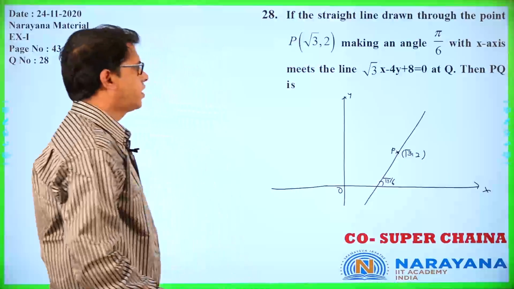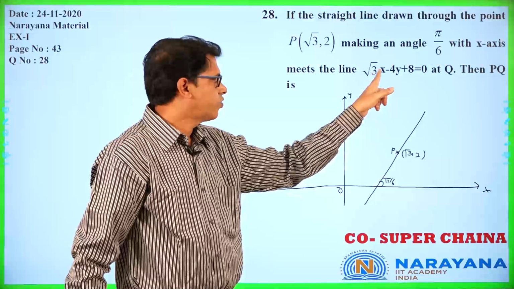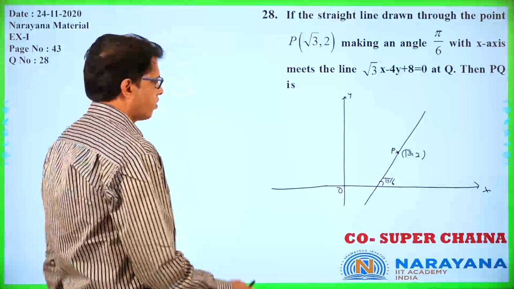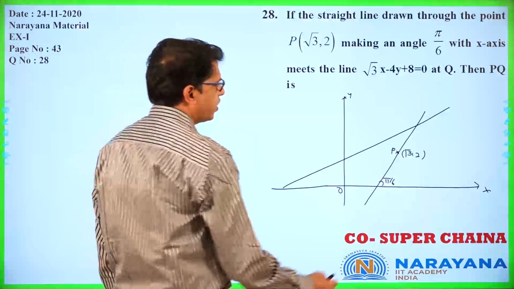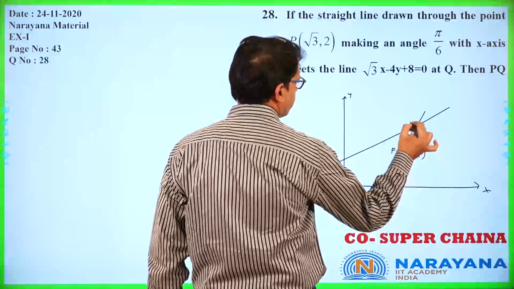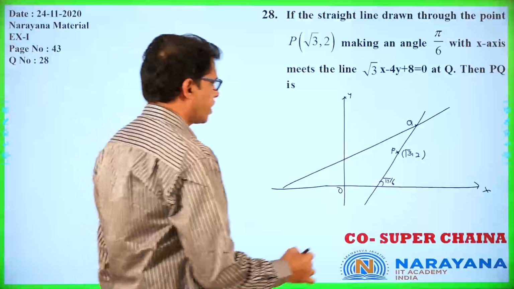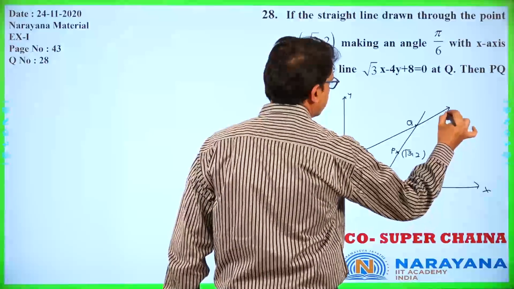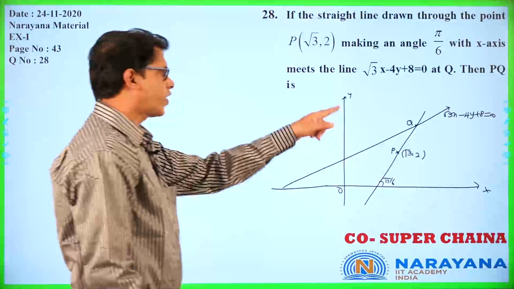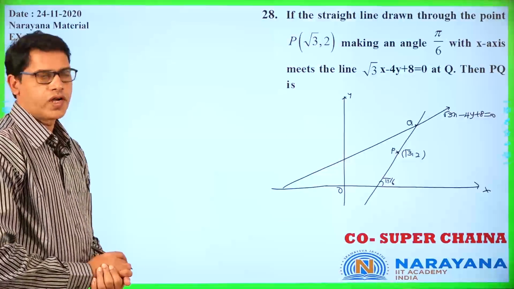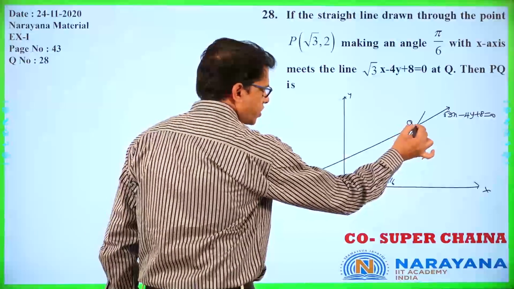Now, what else? It is intersecting another line. You observe here the x intercept is negative and the y intercept is positive, so the line will be like this, the second line. This point is given as Q. The equation of this line is root 3x - 4y + 8 = 0. Now we have to find the PQ length. Looking at the diagram, to find the PQ length we need to find the Q coordinates first. Am I right?